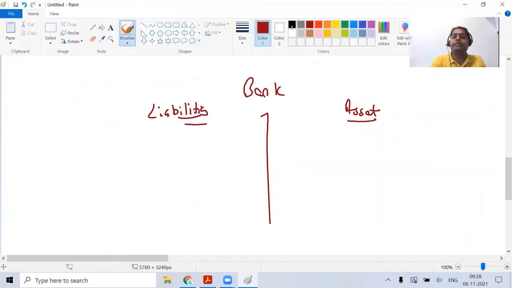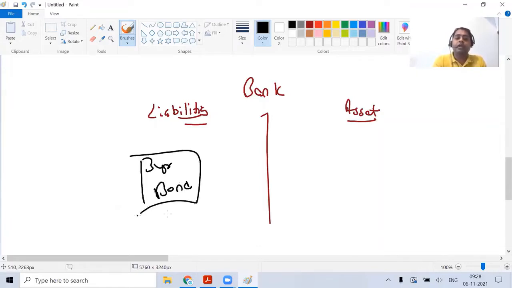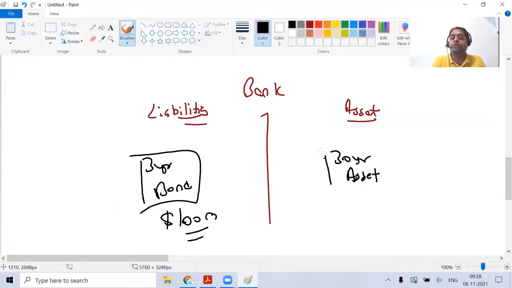Now suppose a bank is taking money for, say, 3 years. It has issued a bond or certificate of deposit. Suppose a 3-year bond has been issued to get $100 million, and this is a short-term liability that they have created. They're using this $100 million to create an asset for 30 years. That means there's no matching of the asset and liability happening over here. There is a clear mismatch.